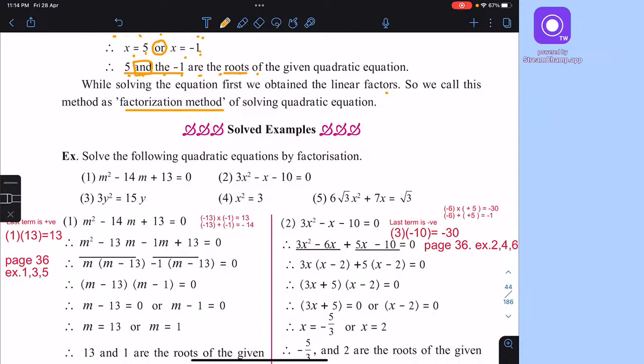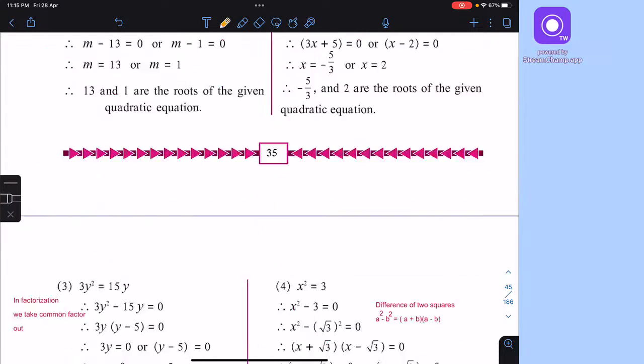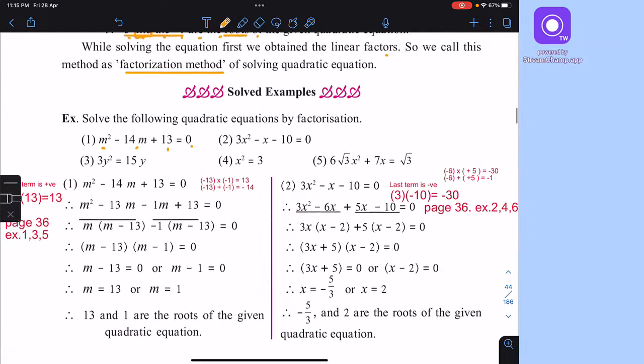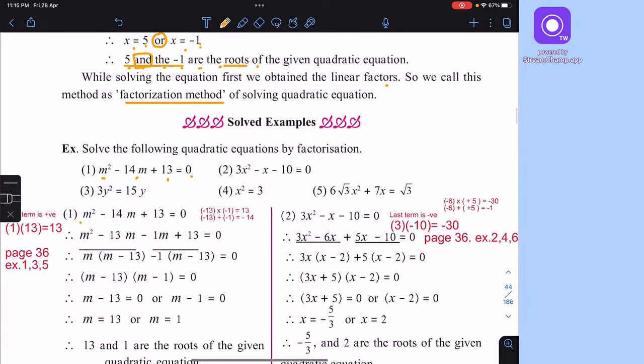Now solve the following quadratic equation by factorization. The first is m square minus 14m plus 13 equal to 0. Now here what we do, first of all we have to write this in the descending power of the variable. So here the variable is m, power is 2, here power is 1 and here power is 0. Now you have to consider the coefficient of the quadratic term, that is 1 here, and the last term, that is 13. The product of 1 and 13 is 13.